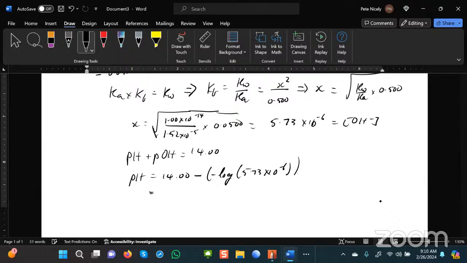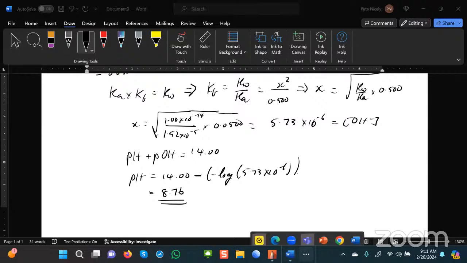So that works out. So let me work this out. The 5.73 times 10 to the minus 6, I find the log of that, and then subtract that from 14. Okay, 5.73. So this works out to be equal to 8.76. And that would be the pH of that solution. Okay, so that's basically how that is done.